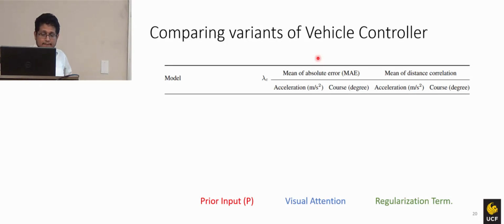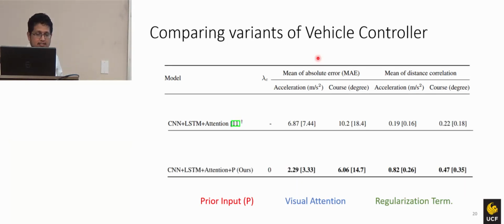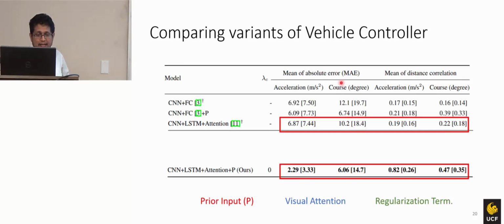The prior input test shows that with prior input, this paper's model outperforms the model without prior input in both mean absolute error and mean of distance error. For visual attention, we see adding attention actually improves the result also. This 6.92, although lower is better for mean absolute error, goes down a little. And for mean of distance error, visual attention increases the correlation between ground truth and output data.